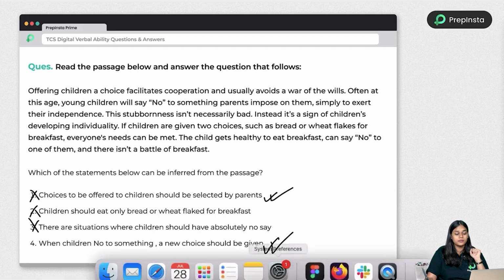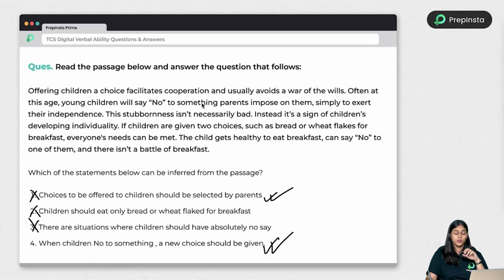Now, that is what the inference is: if the children are saying no to something, you should understand the reason behind it and give them some newer options so that they feel they have a command of choice. That is what is being inferred by the passage given to us, and that is going to be the correct answer. If you chose this answer, you got it correct. If not, understand how an inferential passage should be answered.